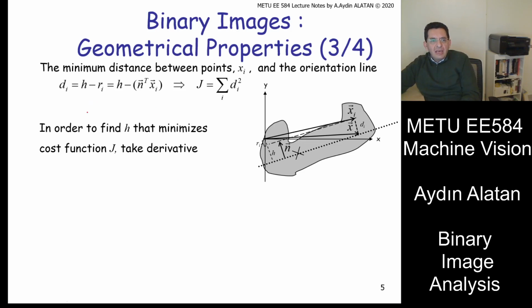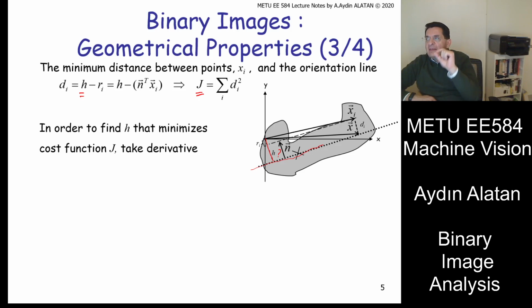Now, the question is, let's find h. What is h? H is a parameter of the unknown line. Therefore, h is a parameter of the unknown line, and that h is a question mark for us right now. The question is, I find the minimum, which is this j. I find the cost function, which is this j. I want this j to be minimum with respect to a line. A parameter of the line is h.